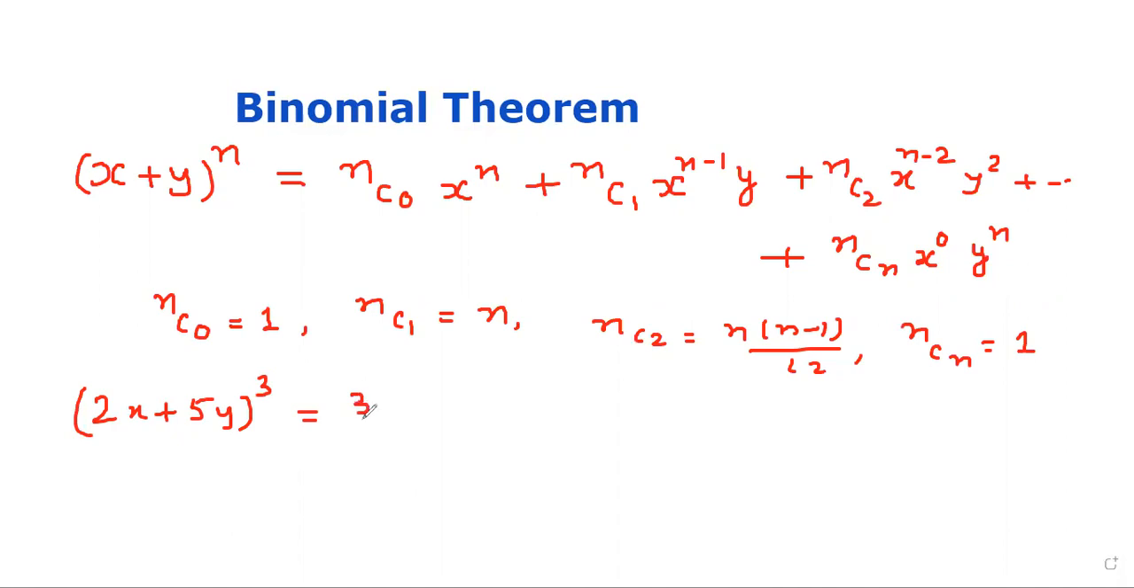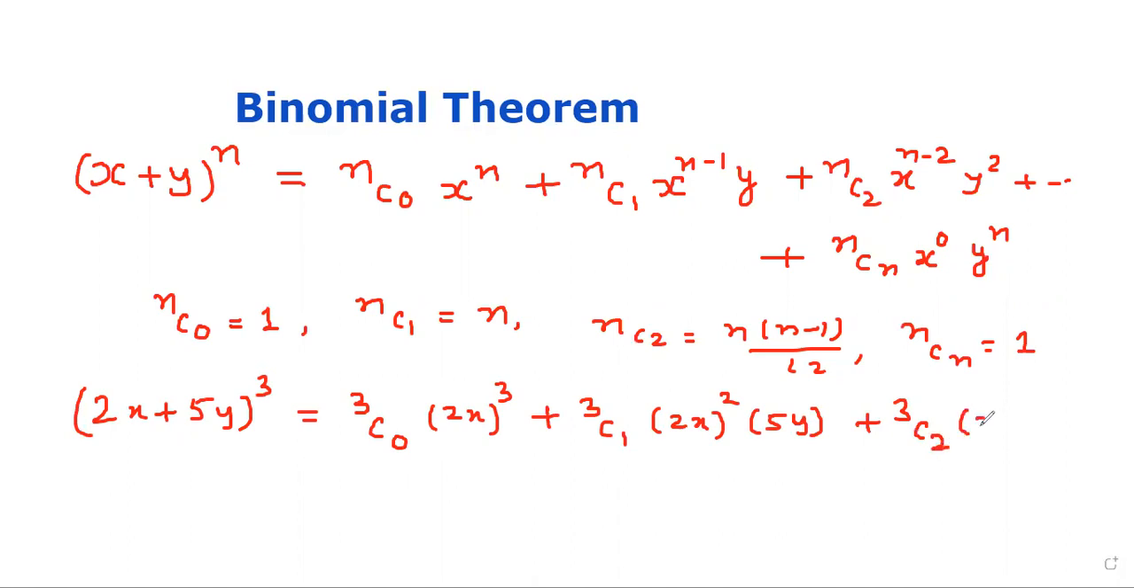So we write 3C0 (2x)^3 + 3C1 (2x)^2 (5y) + 3C2 (2x)(5y)^2 + 3C3 (2x)^0, so that is 1, and then (5y)^3. Now we can evaluate it.